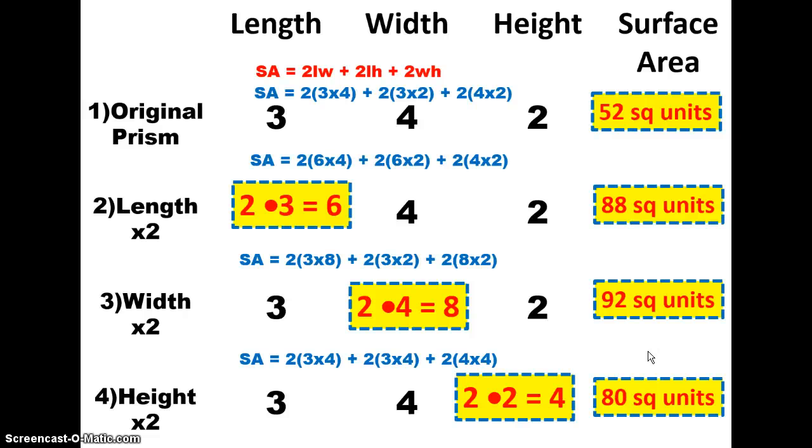So what I would like you to do now is turn in your books to page 85. On page 85, there are 5 questions to answer on your own. Read them carefully. It's going to ask you to double or cut in half one of the three dimensions and find the new surface area and talk about how the old surface area and the new surface area are related.